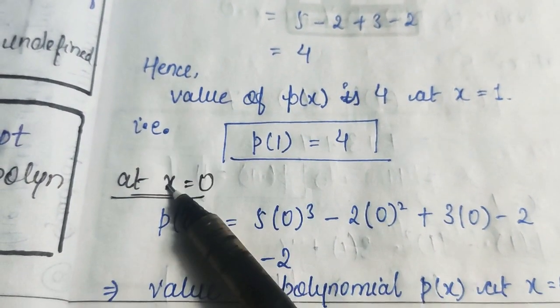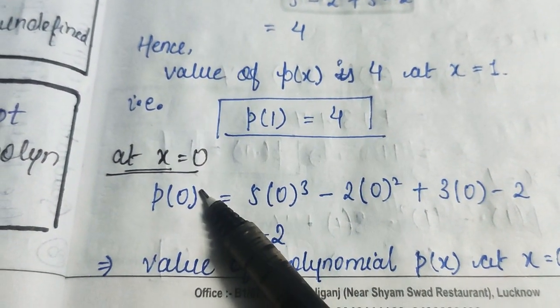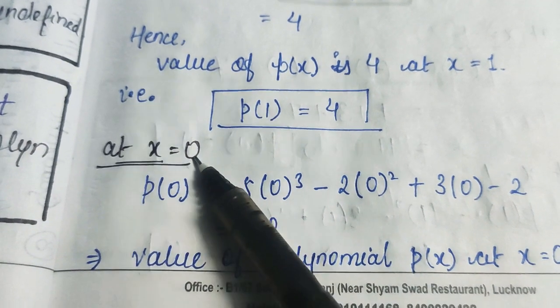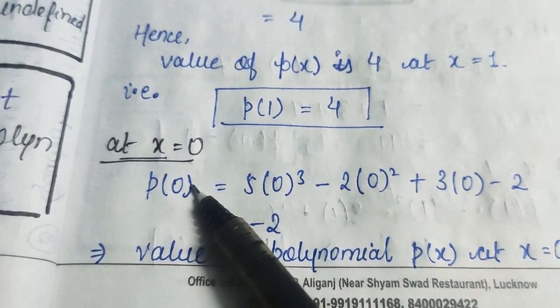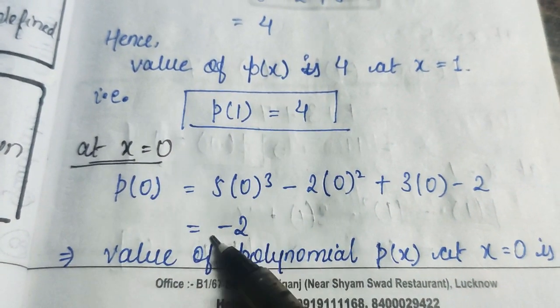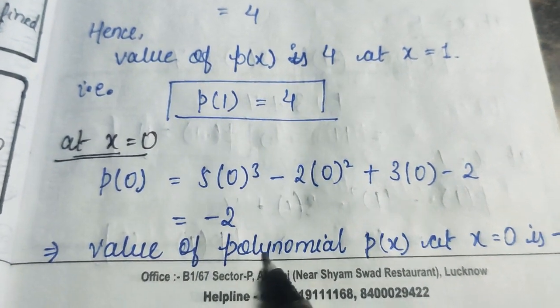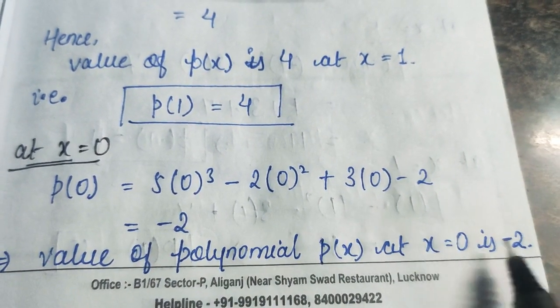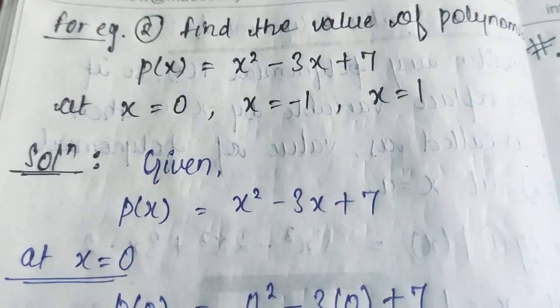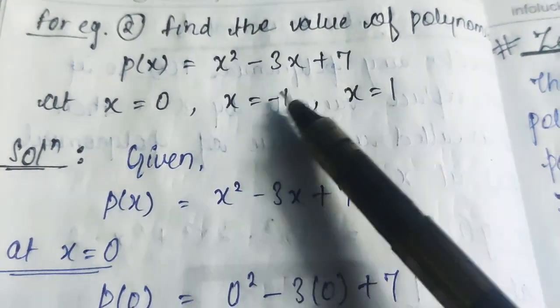Now at the point x equals 0, if you want to find the value of the polynomial, simply replace it at the place of x. So p of 0 is minus 2. Hence the value of the polynomial at 0 is minus 2. Let us see one more example.